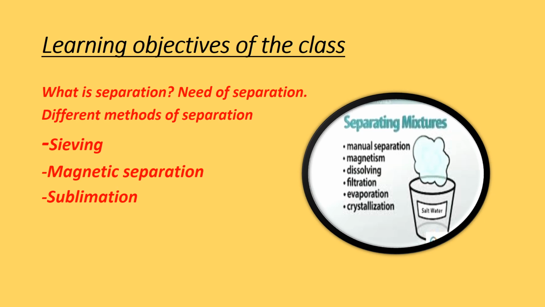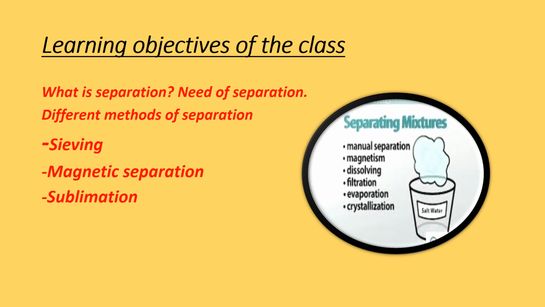The learning objectives of today's class are: what is separation, what is the need of separation, and what are the different methods that are used for separation, including sieving, magnetic separation and sublimation. These are the three methods we are going to study today. The first method, sieving, we have already discussed in the last class and we'll just revise it.